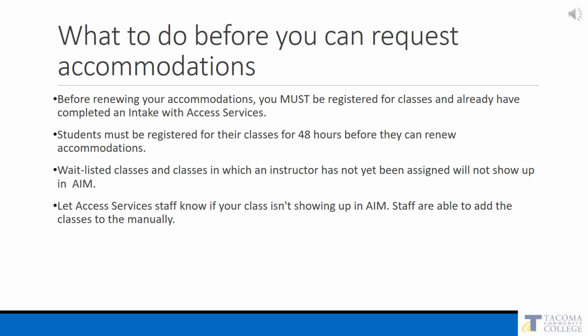What to do before you can request accommodations. Before renewing your accommodations, you must be registered for classes and have already completed an intake with Access Services. Students must be registered for their classes for 48 hours before they can renew accommodations. Waitlisted classes and classes in which an instructor has not yet been assigned will not show up in AIM.